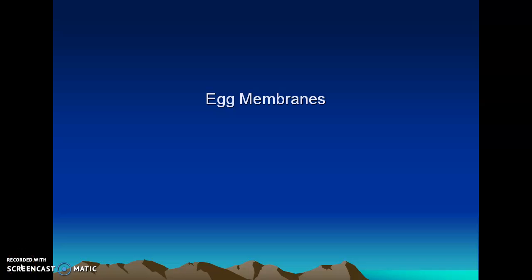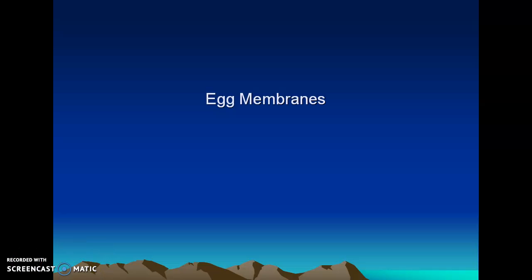Dear students, now we are going to discuss egg membranes. In the previous class, we saw what is meant by an egg or a female sexual cell, the peculiarity of the egg, the classification of eggs based upon the amount of yolk and the distribution of yolk, and also the classification based on the presence or absence of shell. Now we are going to discuss the different kinds of egg membranes.